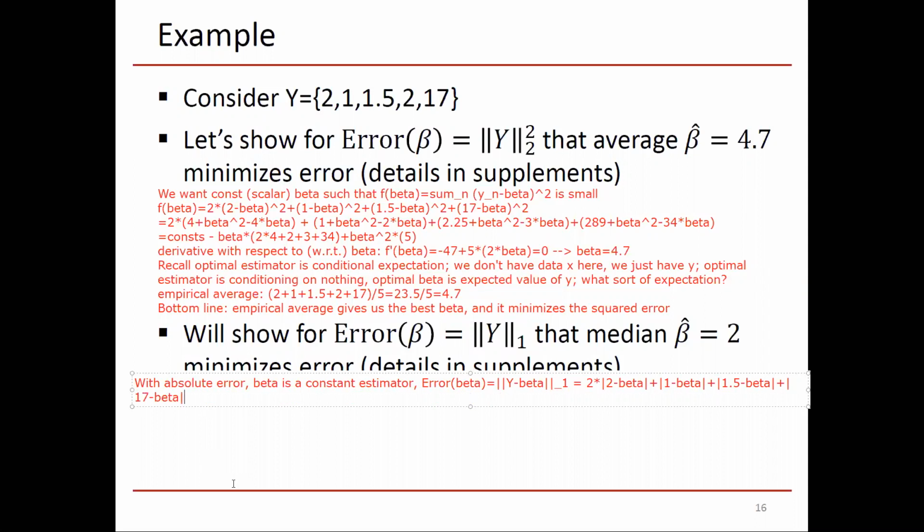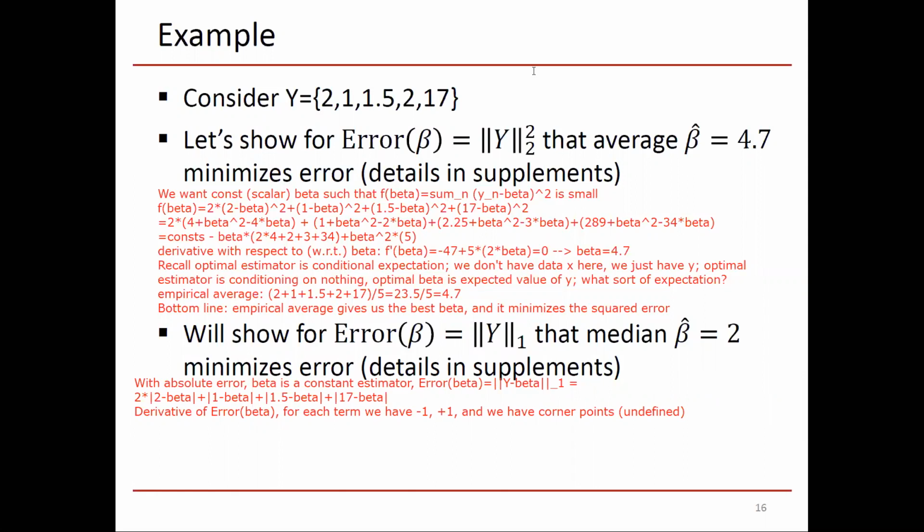Now, taking the derivative of an absolute value yields either -1 or +1. Derivative of error of beta, for each term, we have -1, +1, and we have the corner point. At the corner points, the derivative is undefined. So now let's try to actually do this by plotting things.